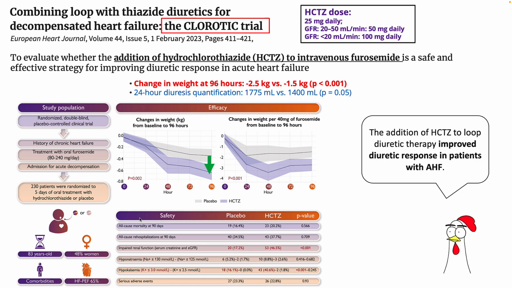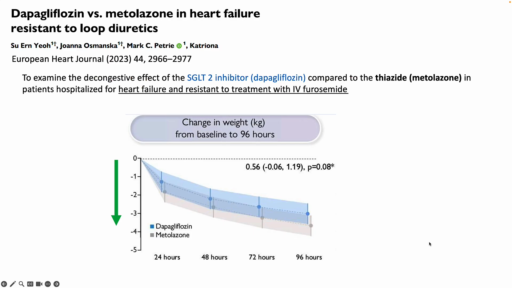One recently published trial called the CLOROTIC trial added hydrochlorothiazide to intravenous Lasix in decompensated heart failure, and they found that the change in weight at 96 hours was -1 kilo if you compare hydrochlorothiazide with placebo. This was another randomized control trial which compared SGLT2 inhibitor and metolazone. Focus on the metolazone only.